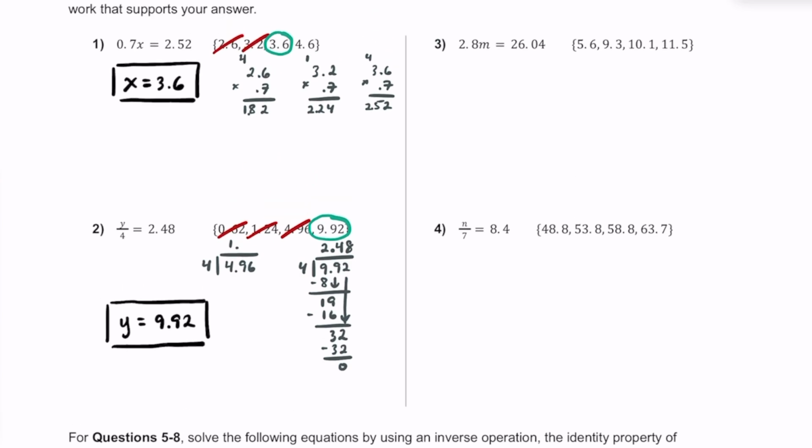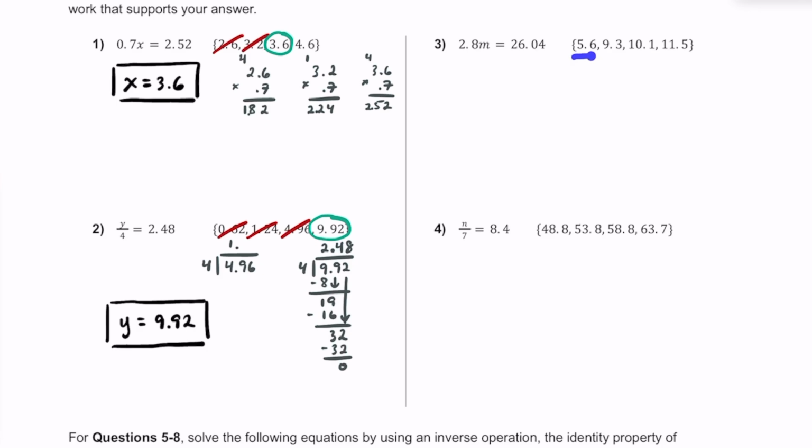All right, let's check out another example here. In this particular equation for number 3, we have 2 and 8/10 multiplied by some unknown number, m, is going to be equal to 26 and 4 hundredths. All right, so here are some potential values that m could be equal to. Let's see which one maybe we could try and start with here.